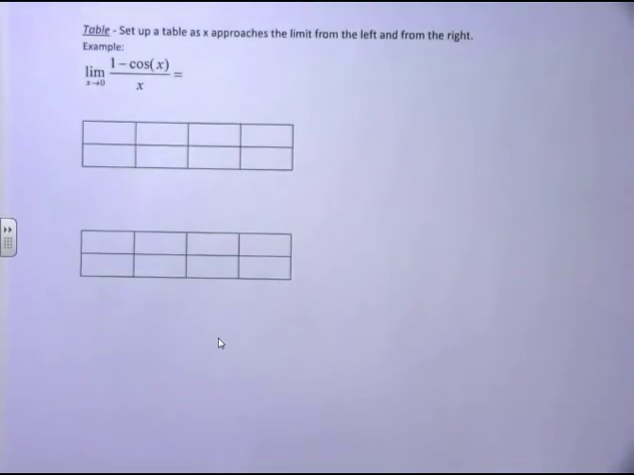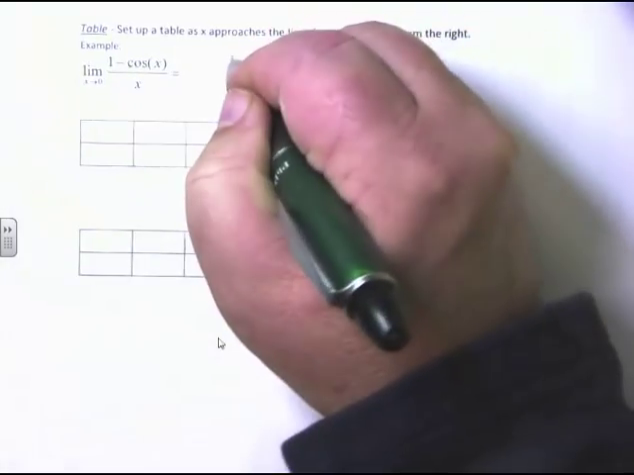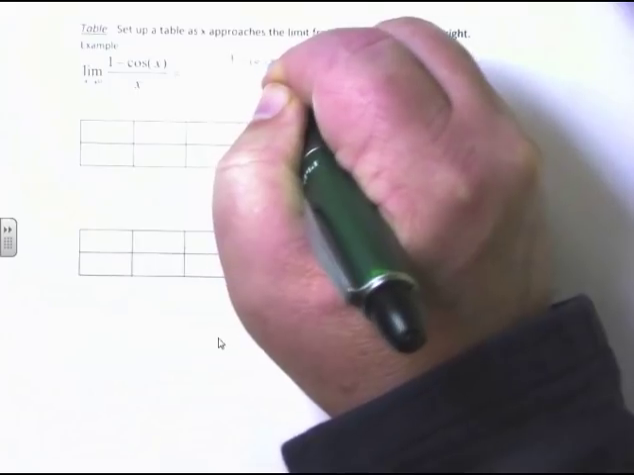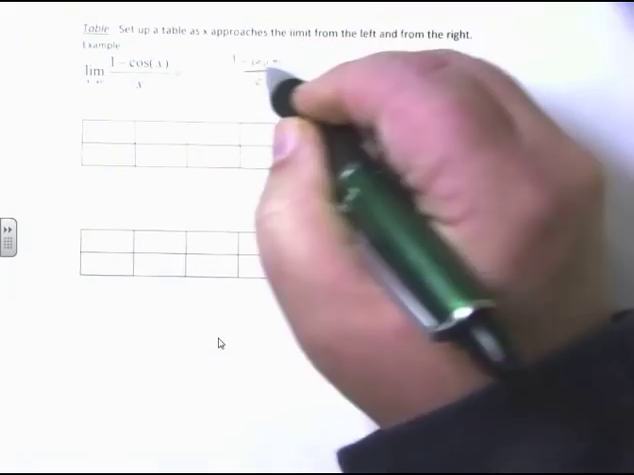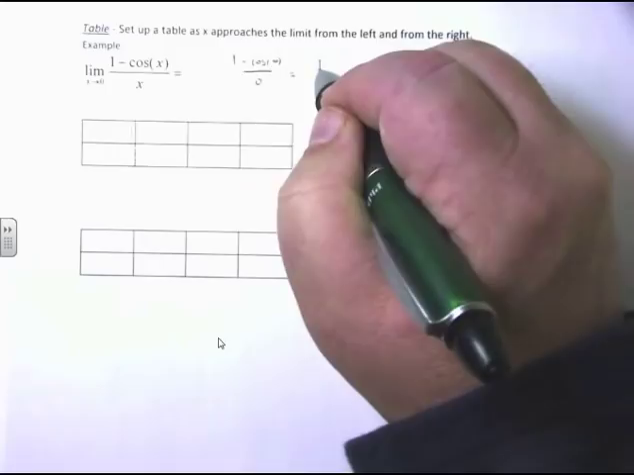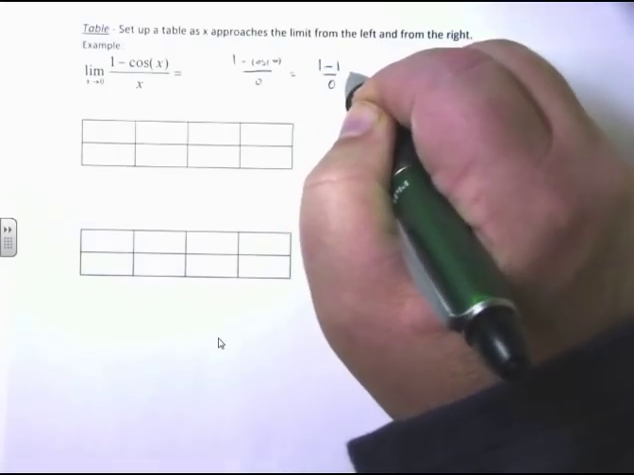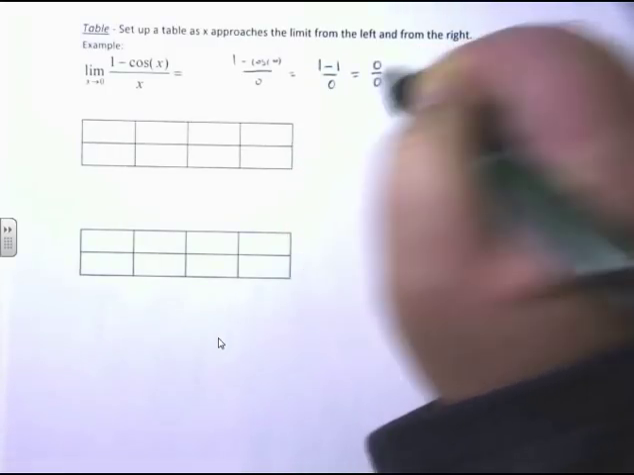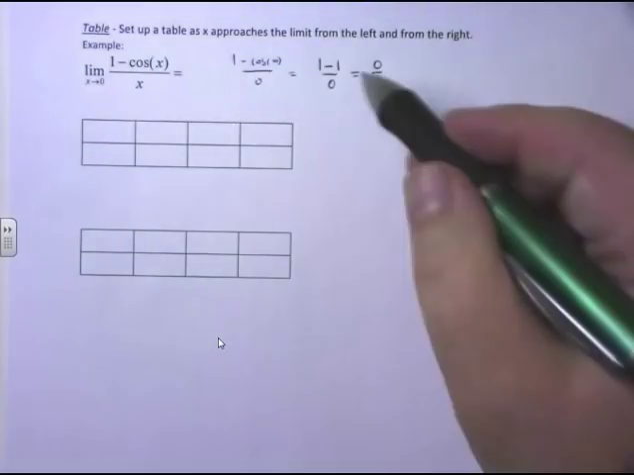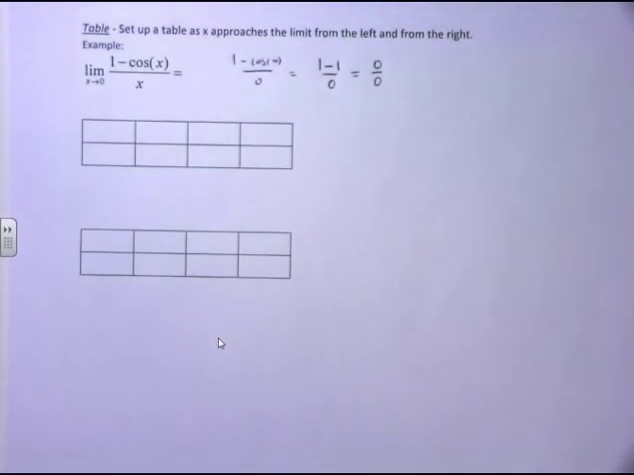First rule of limits is plug in a number. Let's see what's going on here. So this will be 1 minus the cosine of 0 divided by 0. Well, the cosine of 0 is 1 from your trig class. This is 1 minus 1 over 0, which is, what a surprise, 0 over 0. So you're going to see a lot of this indeterminate form of 0 over 0.